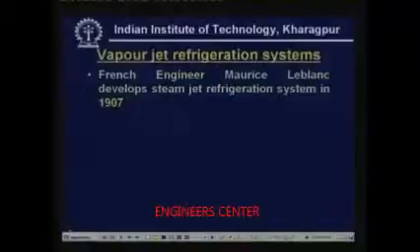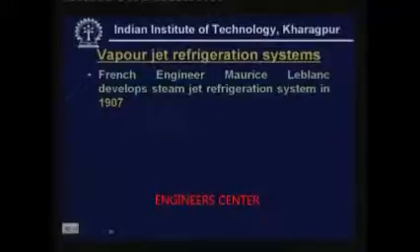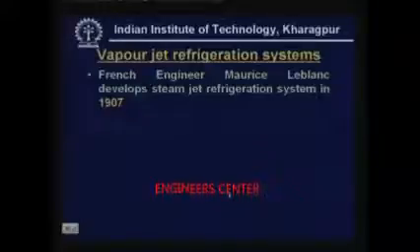The basic principle I'll explain here. Whenever you have, okay, I will show the schematic a little later, but let me just explain the history here.